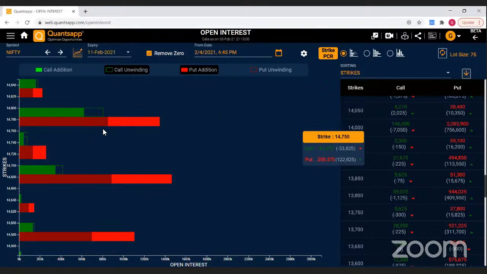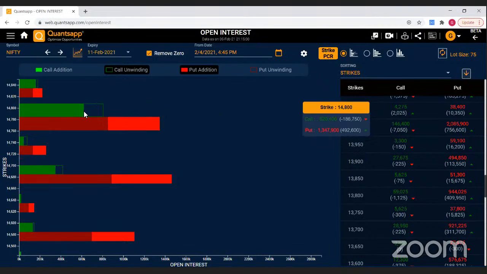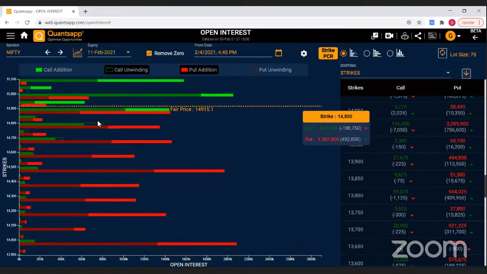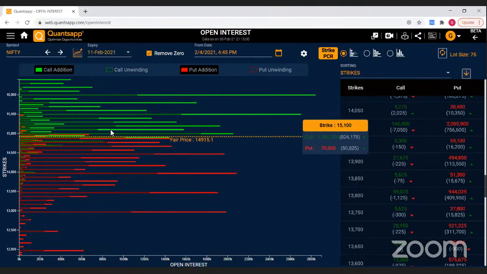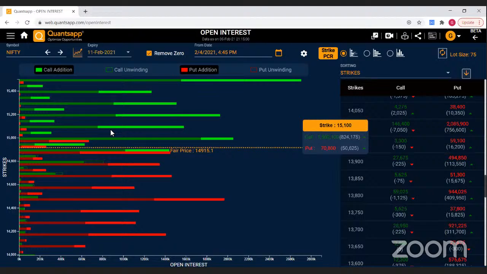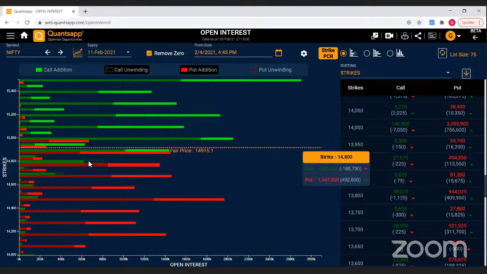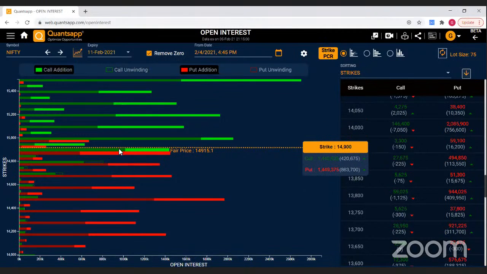So it's telling me at a particular level where the unwinding or the addition is going on. Green is for the calls and red is for the puts. So you can see how simple it is to look into the different support and resistance levels, and the unwinding and additions of calls and puts.